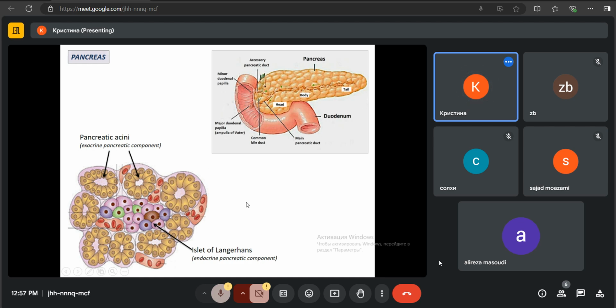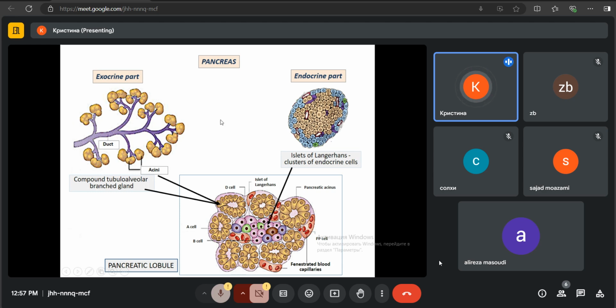Pancreas has two different portions, the exocrine and endocrine portions, which perform different functions. Exocrine portion is composed of the pancreatic acini, which is the exocrine component of this exocrine gland, and endocrine portion includes the islets of Langerhans. This is the group of endocrine cells in the pancreas. So, two parts, endocrine part and exocrine part.